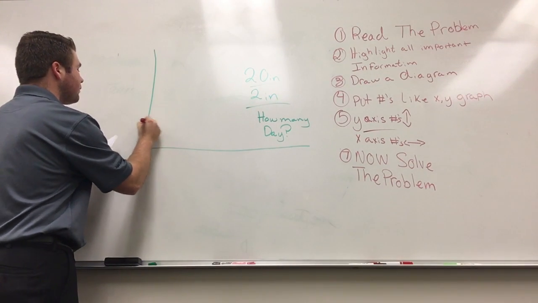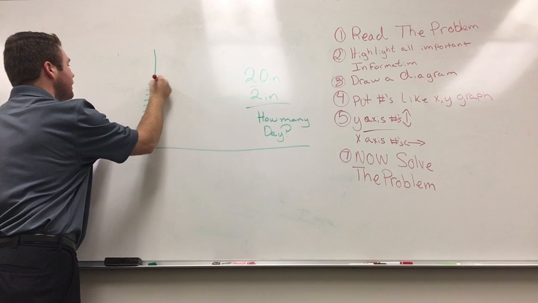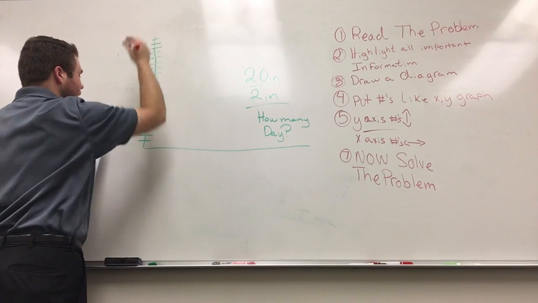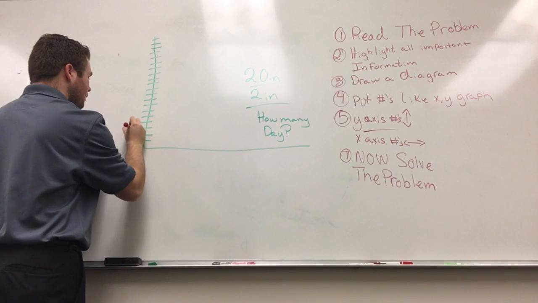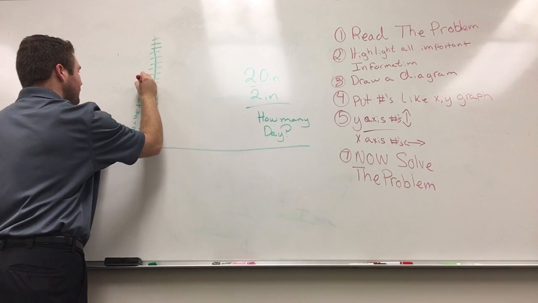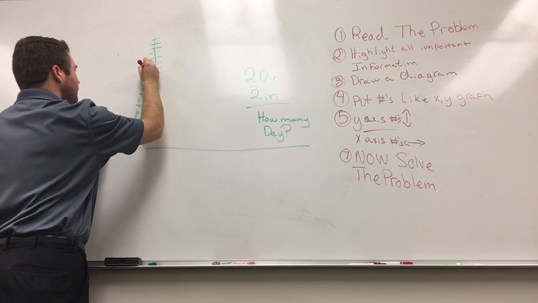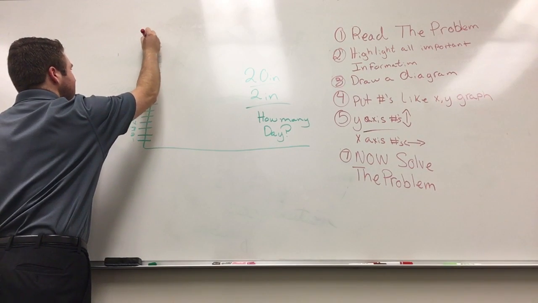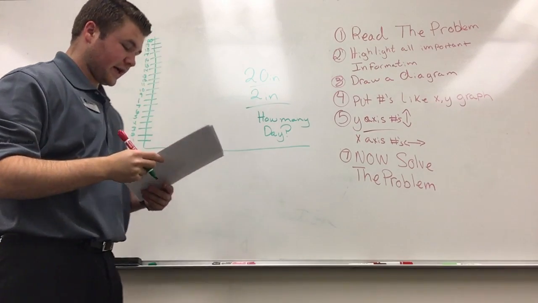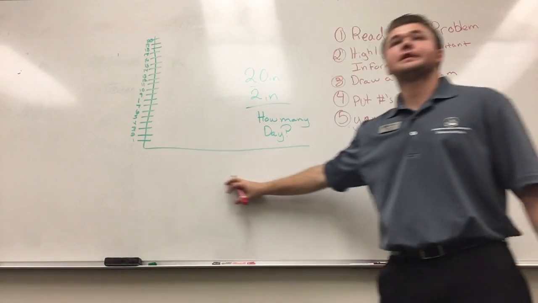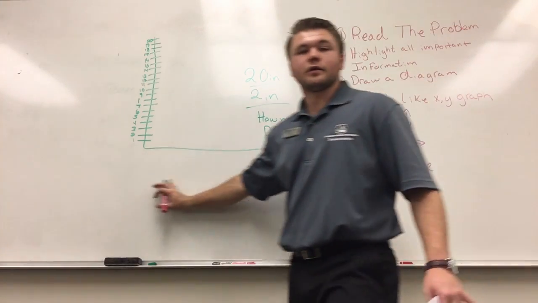So 1, 2, 3, 4, 5, 6, 7, 8, 9, 10, 11, 12, 13, 14, 15, 16, 17, 18, 19, 20. Let's put our numbers. Okay, so just like we did with the frog in the well, we don't know how many days it's actually going to take, right? Okay, so here we go.